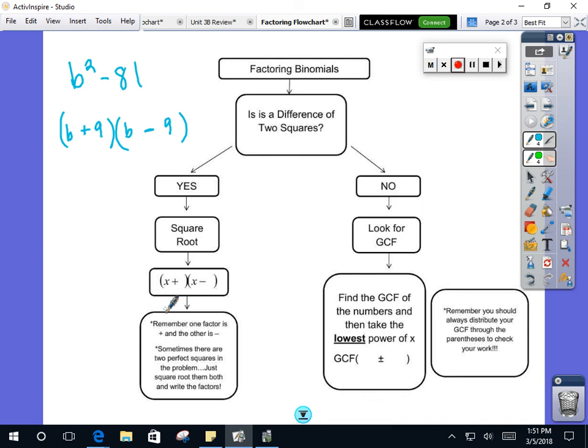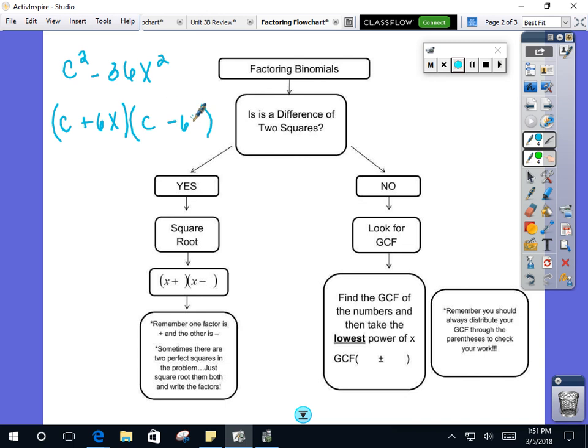All right, number 13. Is it a binomial or a trinomial? It is a binomial. c squared minus 36x squared. Is it a difference of two squares? Yes. So we take the square root of each one and we put them in binomials, one with a plus sign, one with a minus. What is the square root of c squared? c times c will make c squared. So the square root of c squared is c. What about the square root of 36? So 6 times 6, but to get an x squared on it, each of them needs an x.